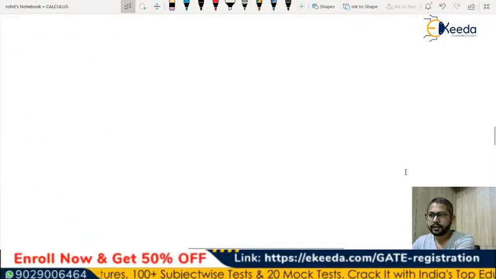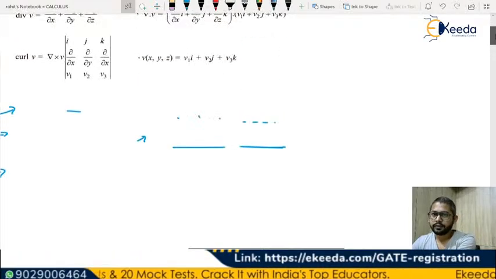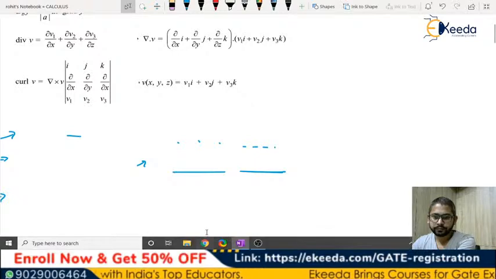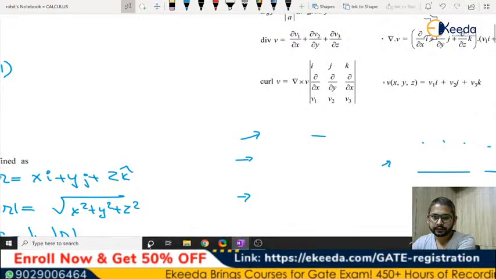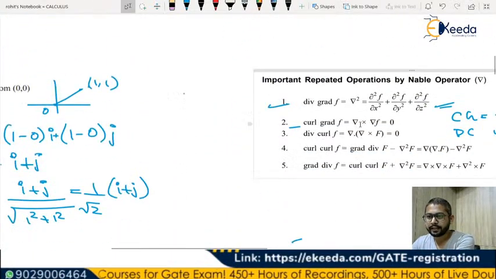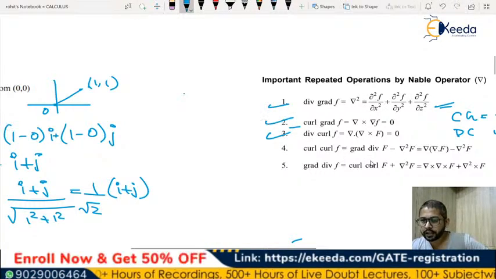Do we have it somewhere? I cannot go that up. Yes, we have it here. One second. So we have it here. We have already said, yes, see this. The results: divergence of the curl is 0, curl of the divergence is 0.